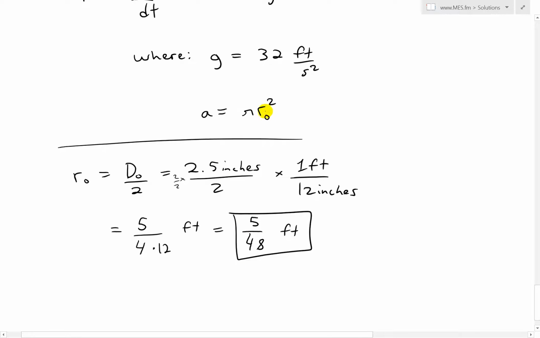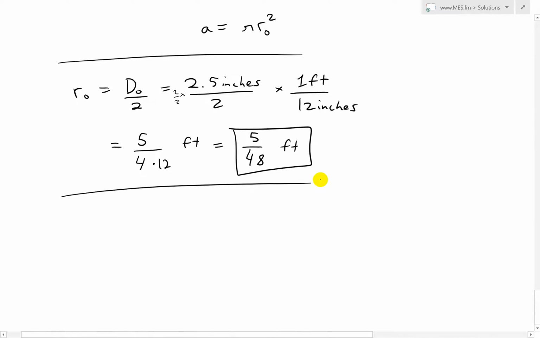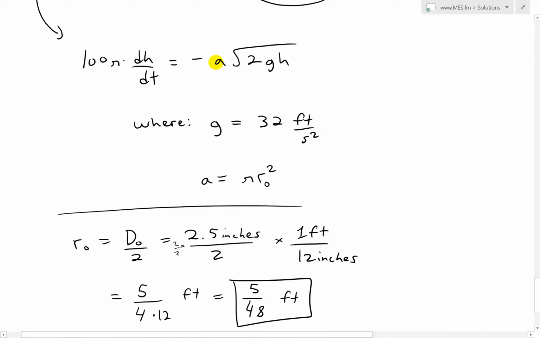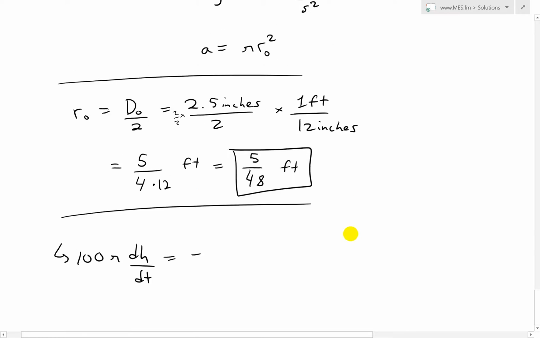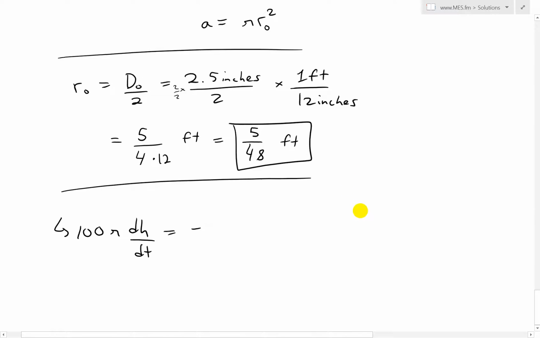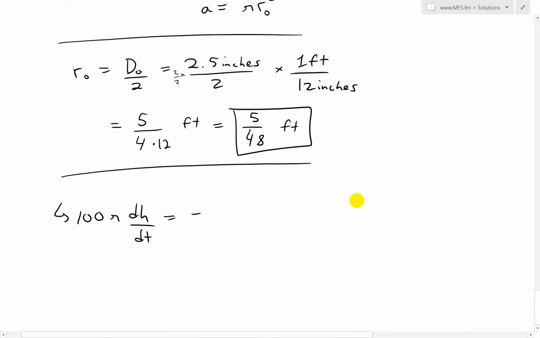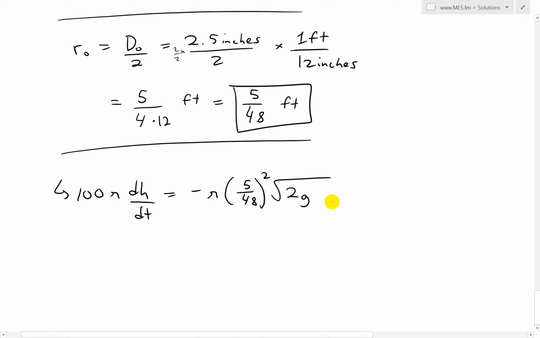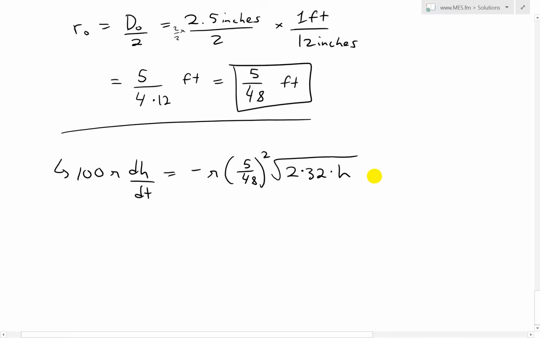So we have that, and we can throw this inside. What we end up getting all together is 100 pi dh over dt equals negative a, and a is the area of the outlet, pi times r outlet, which is 5 over 48, squared, times the square root of 2gh, where g is 32 feet per second squared, times h. So we have this, and now this just requires simplifying.